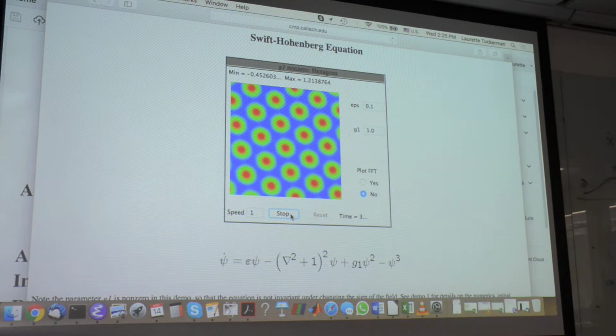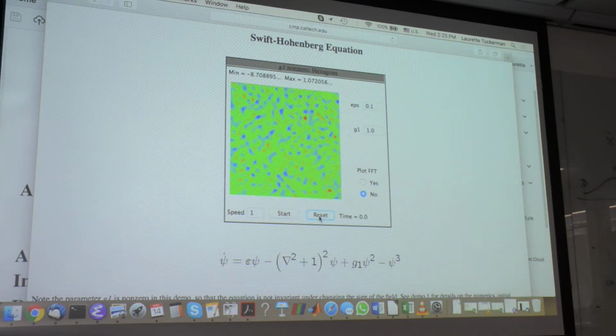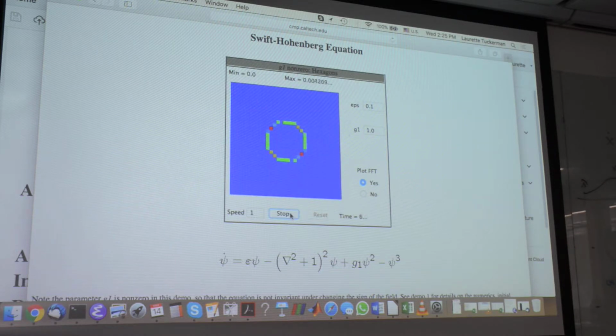If we start, okay, let's reset. We start from the random data. This is with not FFT, and now, yeah, this is FFT data. Okay, and you see it very quickly collapses down. This is the circle Q equal QC. But it's not hexagonal yet. Let's see if we can see what it looks like.